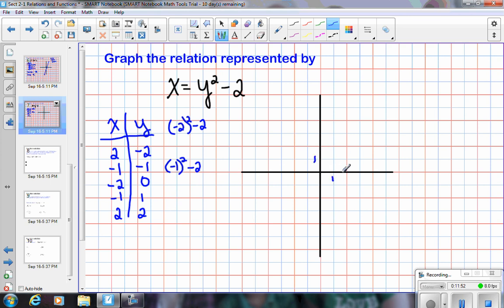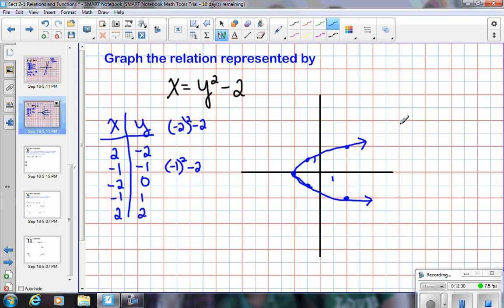Scale my graph. 2, -2, plot the point. -1, -1. -2, 0. -1, 1. 2, 2. Now when you draw this in, you're going to get a shape that looks like this. It's not pointed at the end, it's just kind of hard to draw that in. But we get a curve shaped like this. This is the graph of this relation.